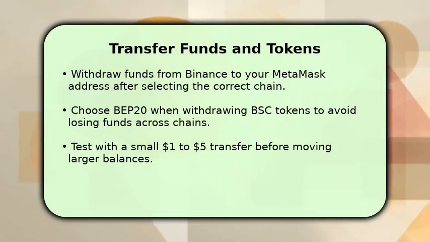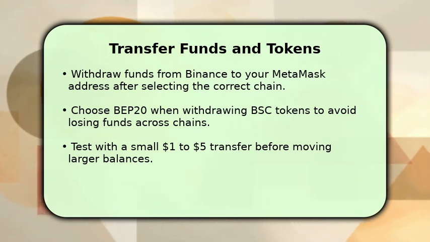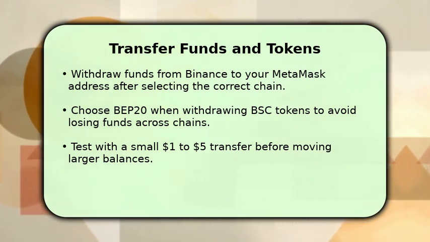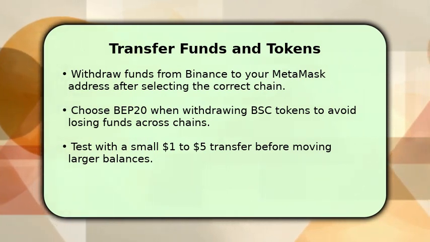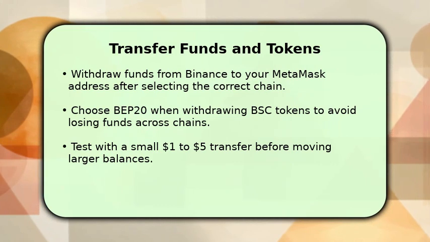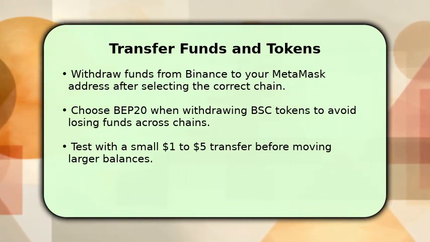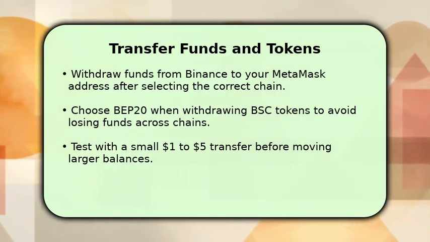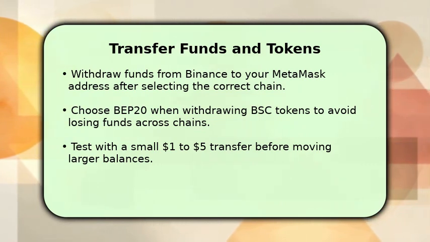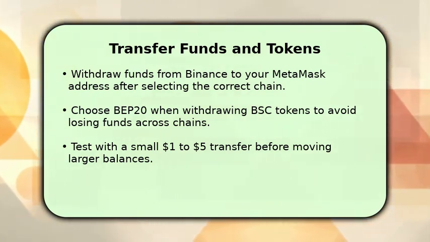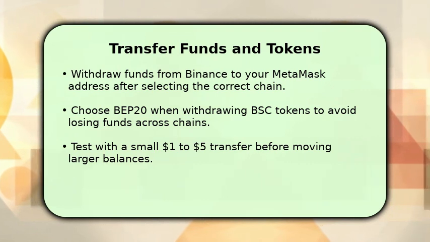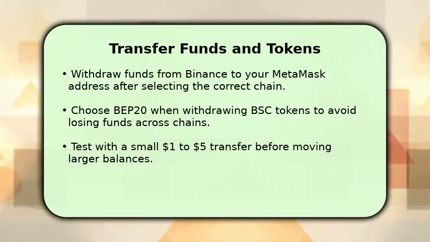To move funds, copy your MetaMask wallet address and withdraw from Binance, making sure to select the Binance Smart Chain or BEP20 option for the transfer. Always choose the matching chain on both platforms to prevent lost tokens, and start with a small transfer of $1 to $5 to verify everything works. After confirming receipt, send larger amounts and monitor transactions using your chosen Block Explorer or MetaMask activity panel for peace of mind.